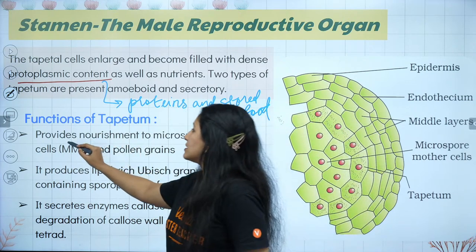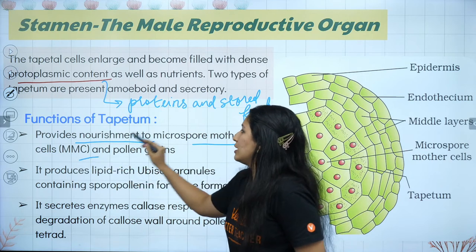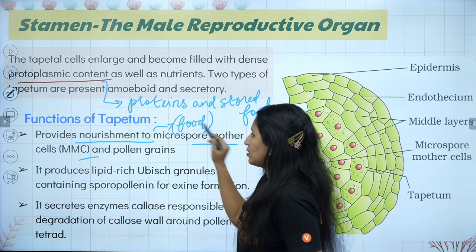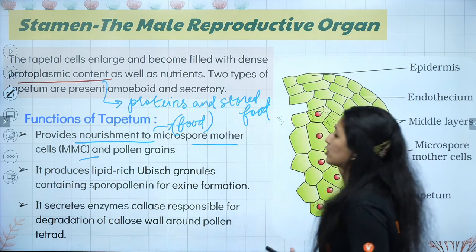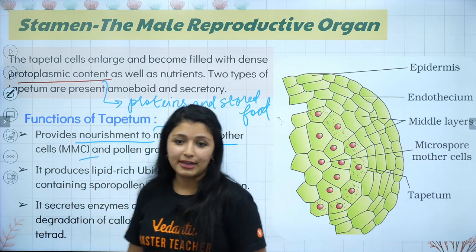First thing it does is provide nourishment to the microspore mother cells. So basically, food. They make yummy food for the growing microspore mother cells, the ones that are forming the pollen grain.